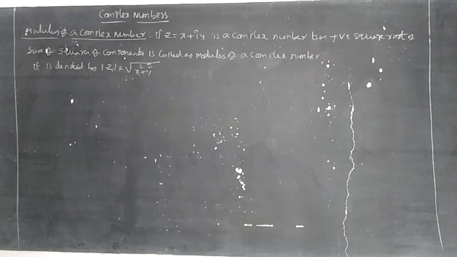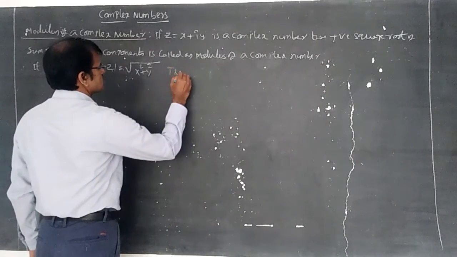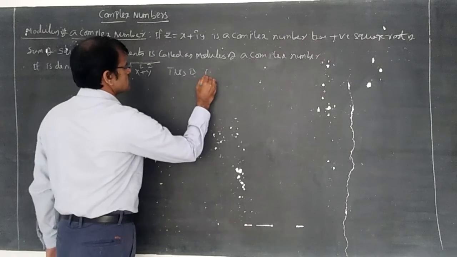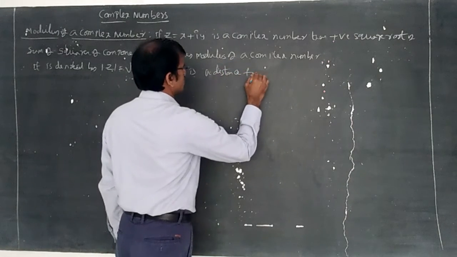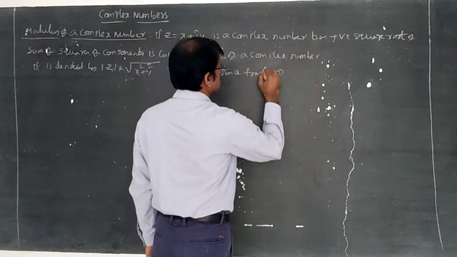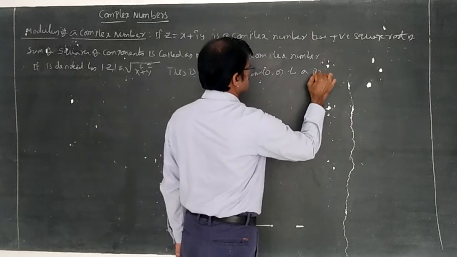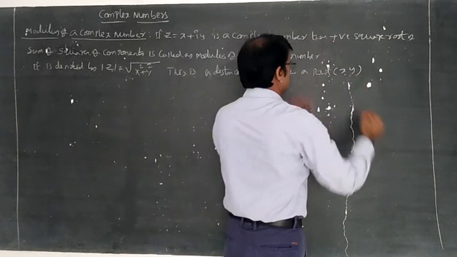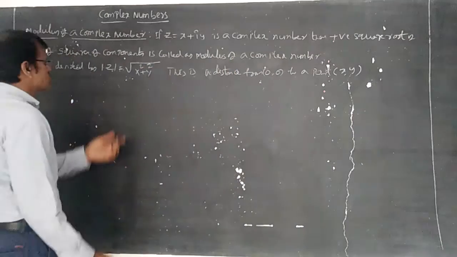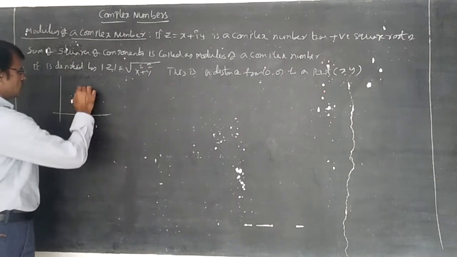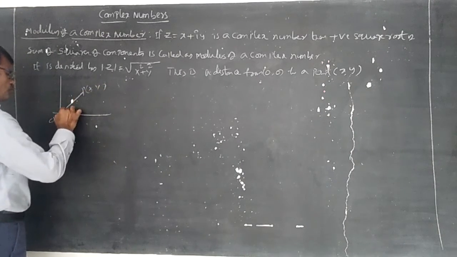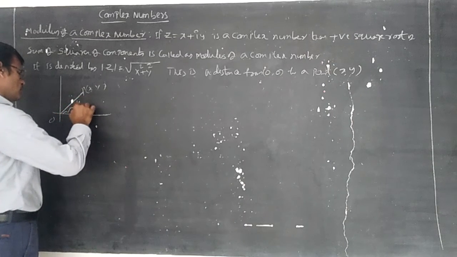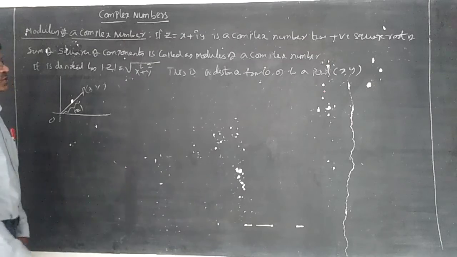Geometrically, we can say that this is the distance from origin (0, 0) to a point (x, y). Here P is (x, y), this is origin O, and OP is nothing but modulus of z, that is root of x square plus y square.